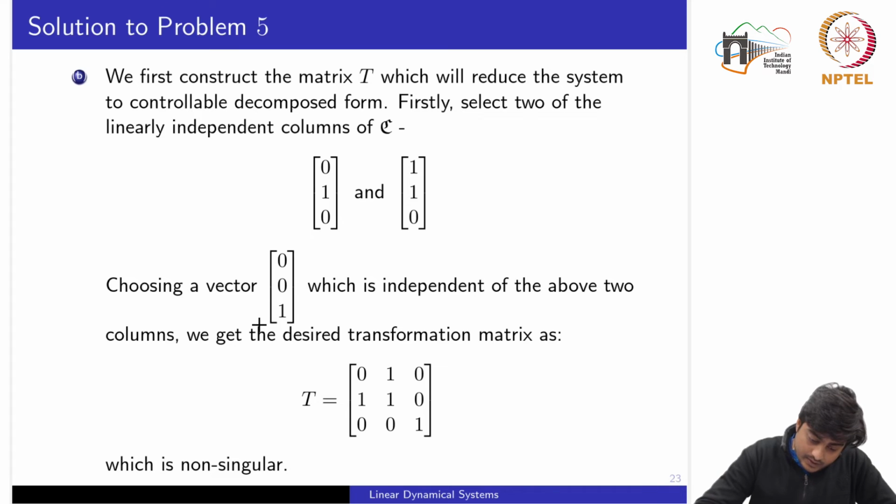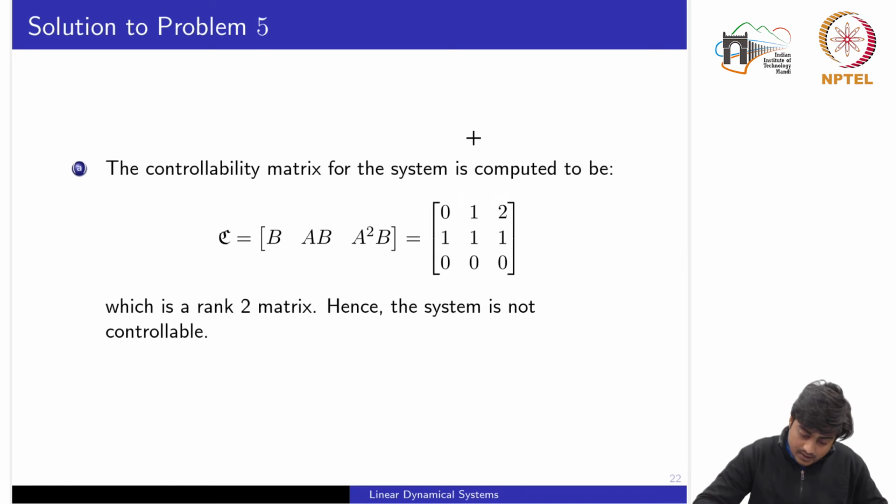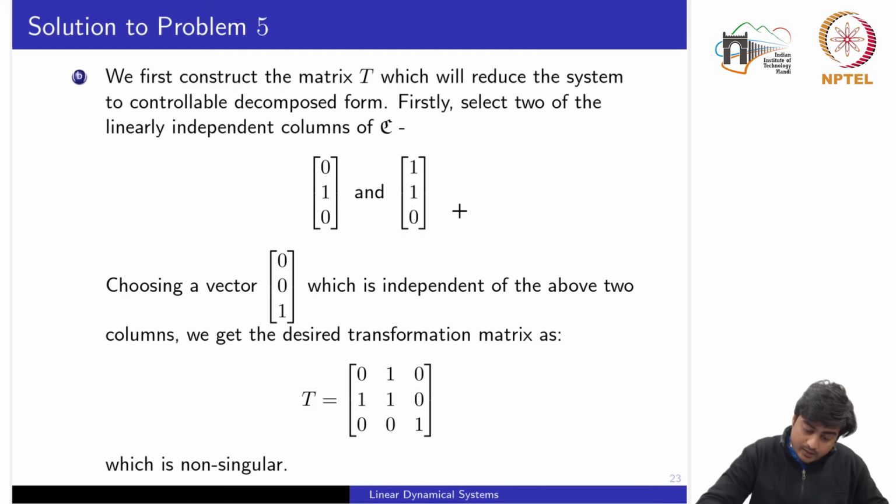So here, since the rank is 2, it means that there are at most 2 linearly independent vectors. So looking at the controllability matrix, we can pick these 2 vectors, the first vector and the second vector, as the linearly independent vectors, and we can select another vector so that all these three vectors become linearly independent. So the third vector is 0 0 1, and then writing all these three vectors would give us a T matrix which is non-singular because all the vectors are linearly independent.